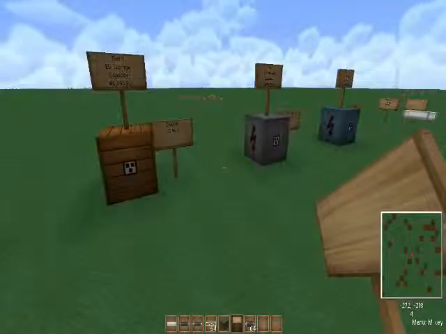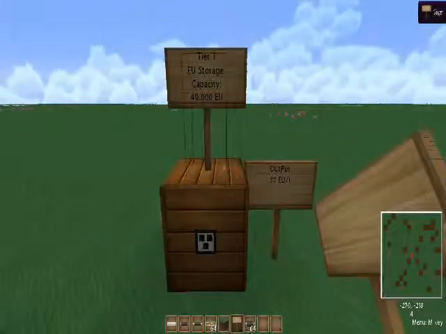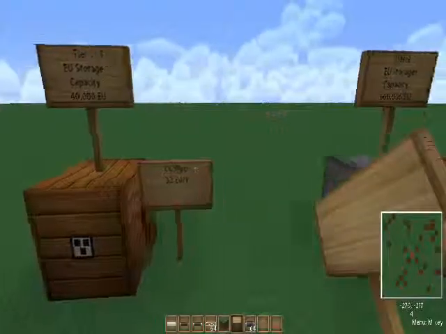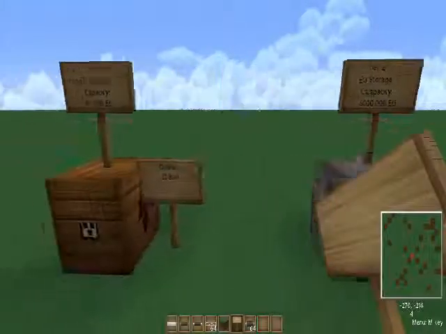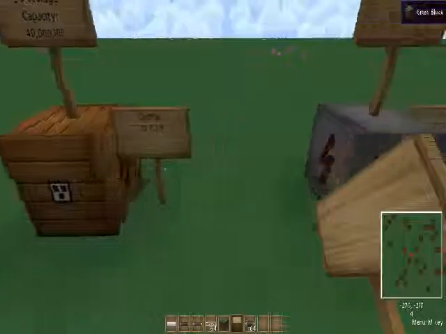And next up we have the energy storage. This is the tier 1 energy storage. Its EU capacity only holds 40,000 EU. Its output is 32 EU per tick. Next up we have the tier 2. This is called the BAT box, by the way.